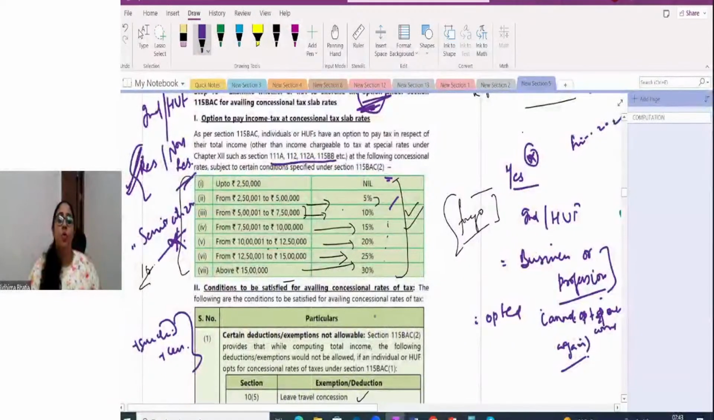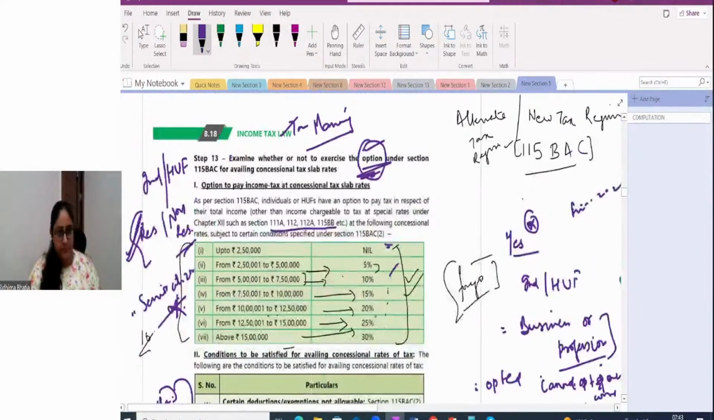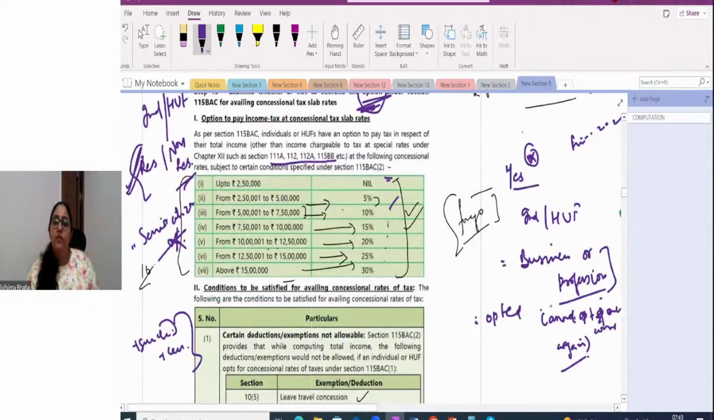This scheme can be opted in and opted out anytime. Once you opt in a particular year, you can opt out for the other year, and then you can opt in again in another year. But for a person who is into business and profession, once they opt in, they cannot. This option is for the lifetime. In case they opt out in future, they cannot opt in again until and unless they cease to have any business income.